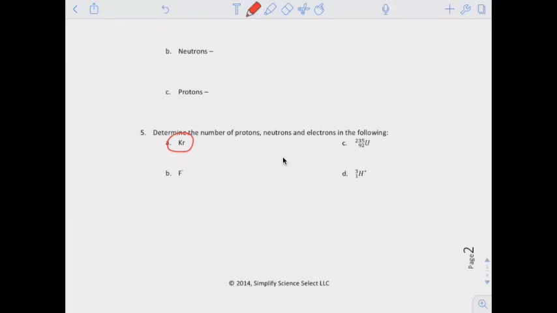When we look over here, we see we have nuclear symbol notation, and so we can just go ahead and subtract those things. Fluorine, we know, is going to have 9 protons, and we see that it has a negative charge, so that means it has one more electron than it does protons. So it has 10 electrons and only 9 protons.